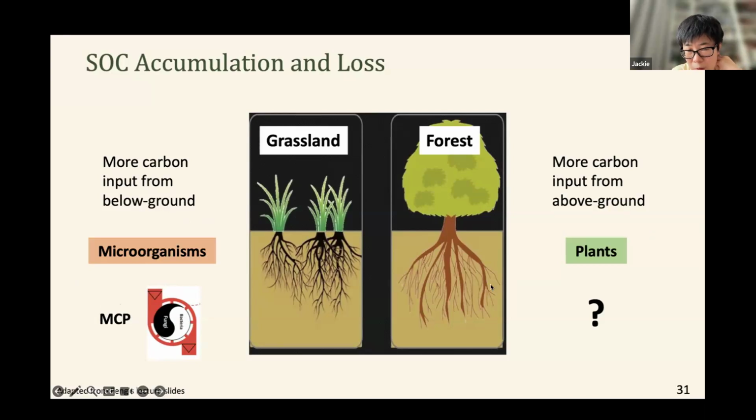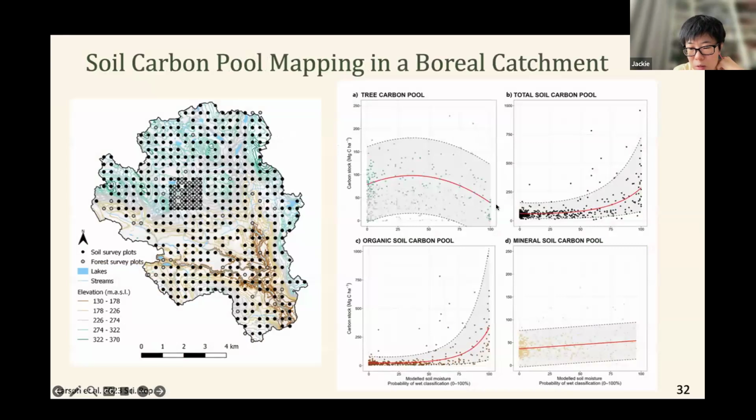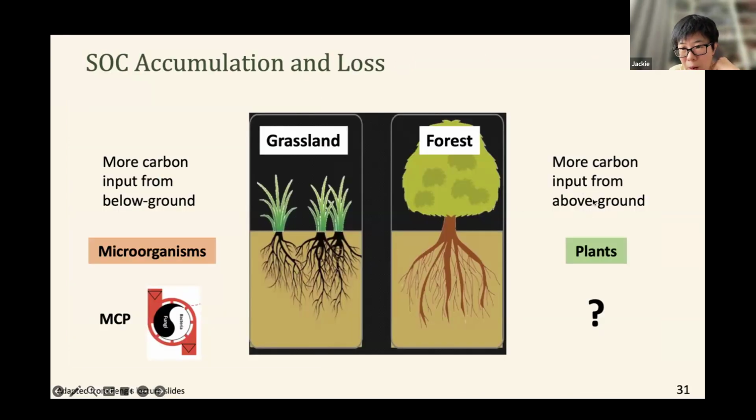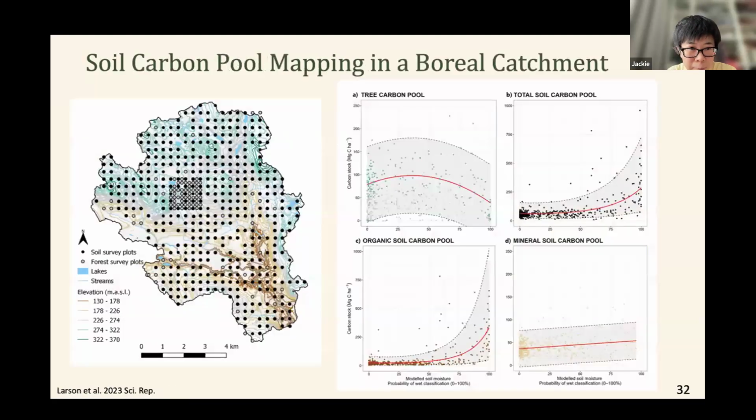Whereas for the forest, the major incoming SOM resource is from the above ground plant, so from litterfall or above ground plant input into the soil. So that is a very interesting and contrasting driving mechanism controlling the SOC pools in different ecosystem types.